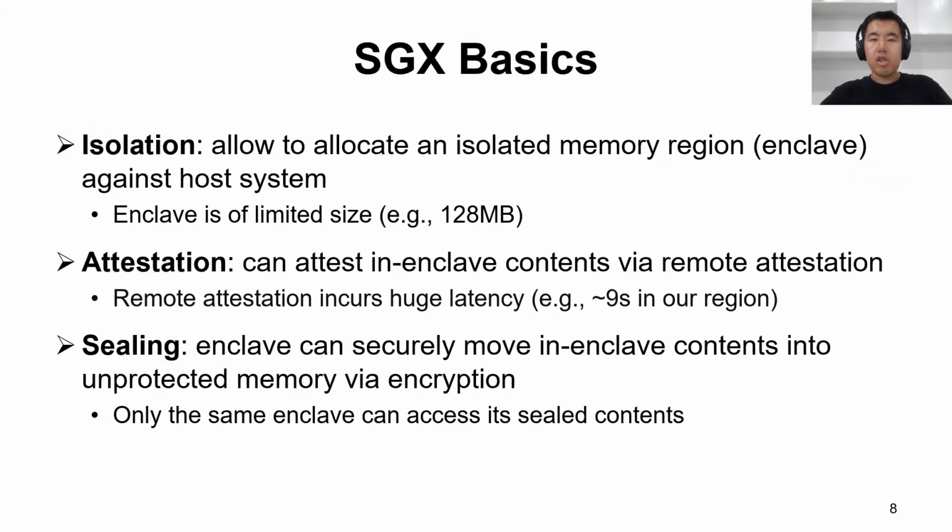We first introduce the basics of SGX. SGX has three security features. The first is isolation. It allows to allocate an isolated memory region called enclave to run sensitive code against the host system. In practice, the enclave is of limited size. The second feature is that SGX allows to verify the correctness of in-enclave content via remote attestation. Our experiment finds that the remote attestation takes huge latency in our region.